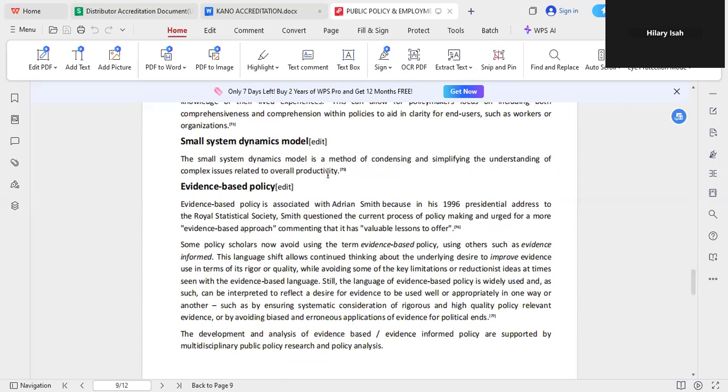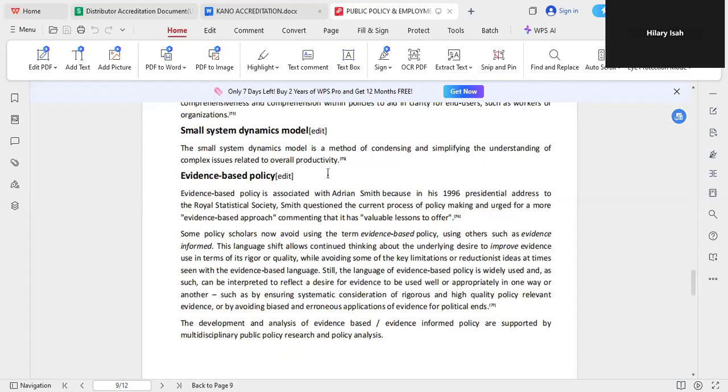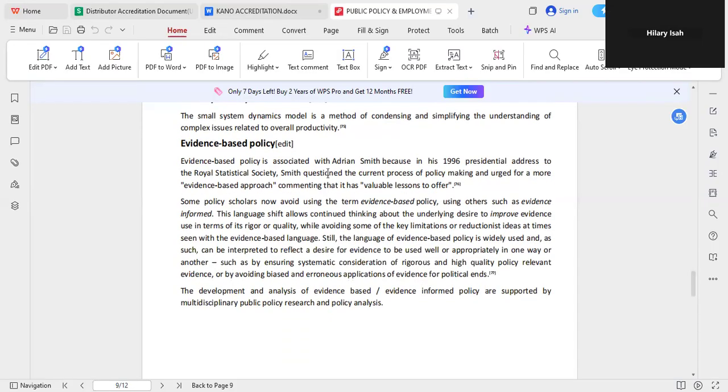So a system dynamics model is a model for condensing, simplifying and understanding complex issues relating to policies. Then we have evidence-based policies, which is associated with Adrian Smith, because in his 1996 Presidential Address to the Royal Statistical Society, Smith questioned the current process of policy making and urged for a more evidence-based approach. Okay, so that evidence-based approach we can relate to use of data, evidence, something empirical that we can be sure of.